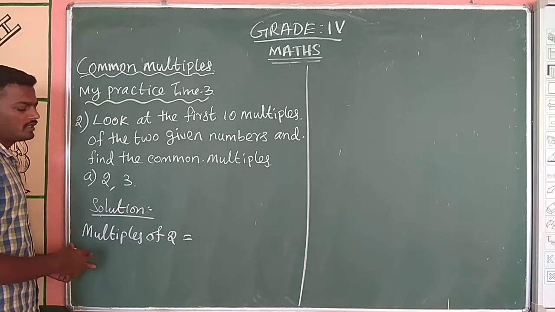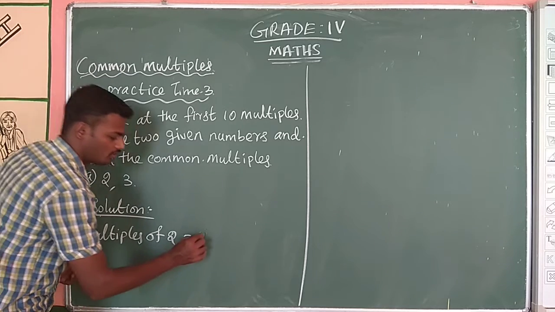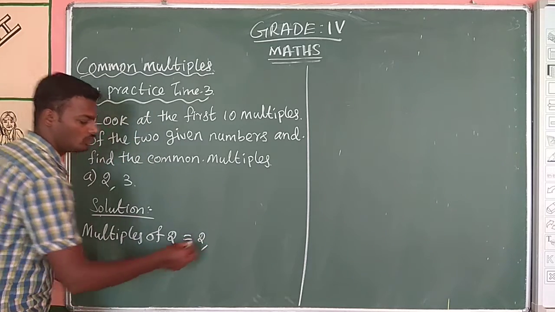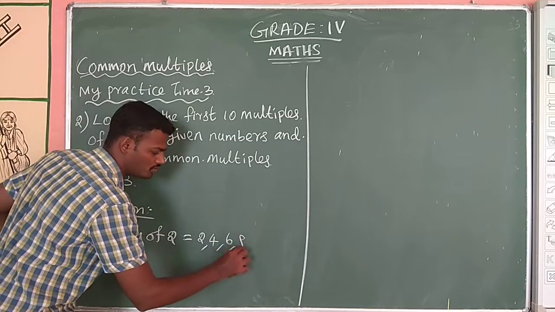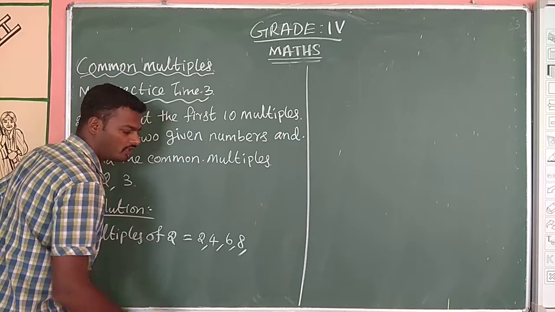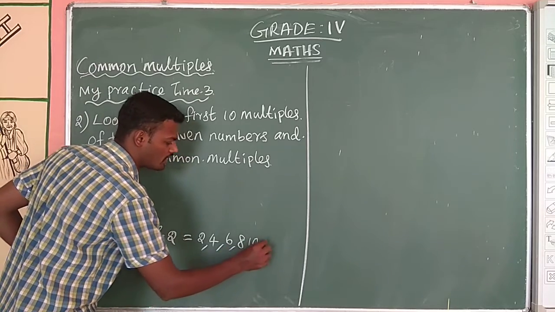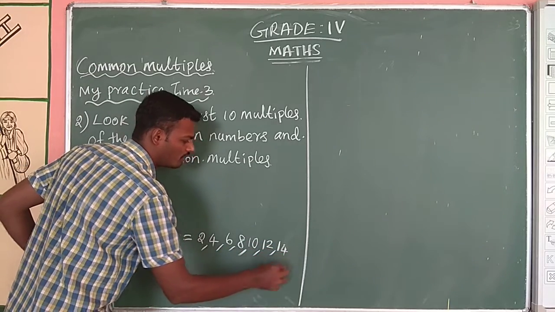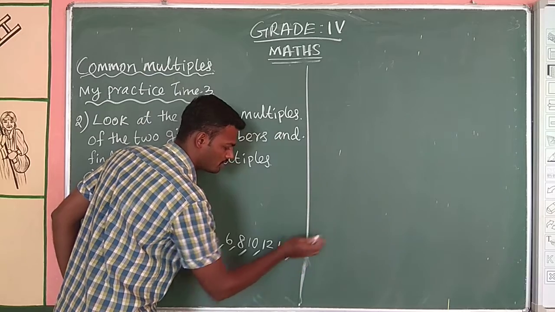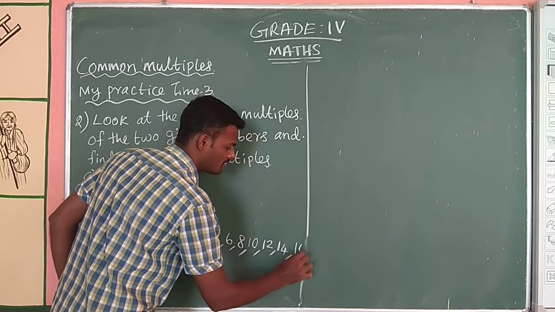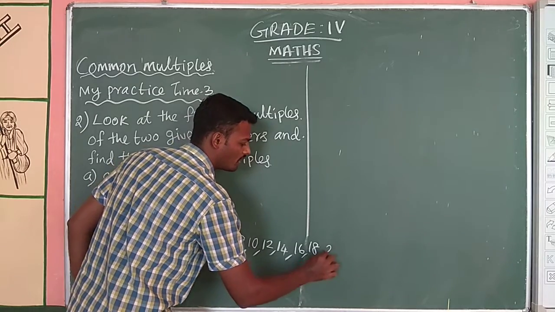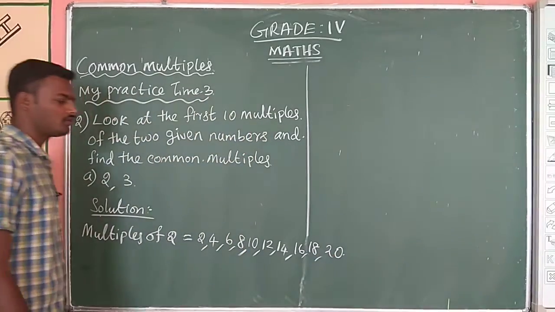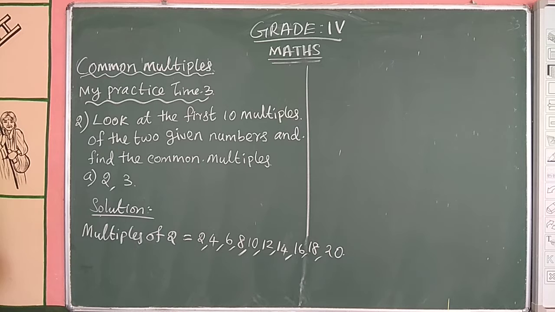First 10 multiples of 2: 1 2 is 2, 2 2s are 4, 3 2s are 6, 4 2s are 8, 5 2s are 10, 6 2s are 12, 7 2s are 14, 8 2s are 16, 9 2s are 18, and 10 2s are 20. Next one.